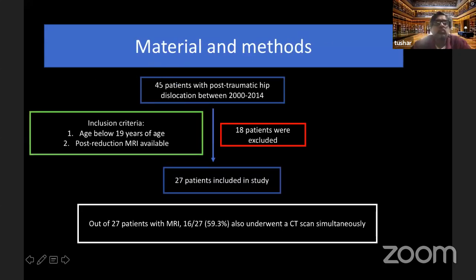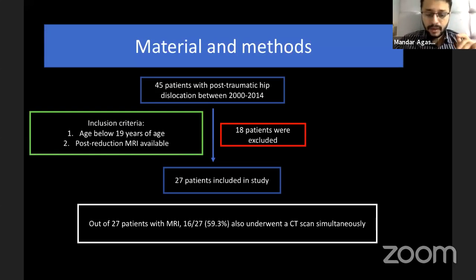There were about 45 patients which they analyzed over a study period of almost 14 years. The inclusion criteria was anyone below skeletal maturity, below 19 years of age, with a post-reduction MRI. So the availability or non-availability of CT scan was not a criterion. With these criteria, about 18 patients were excluded, so 27 patients were included in the study.